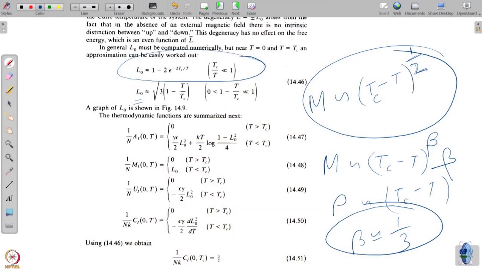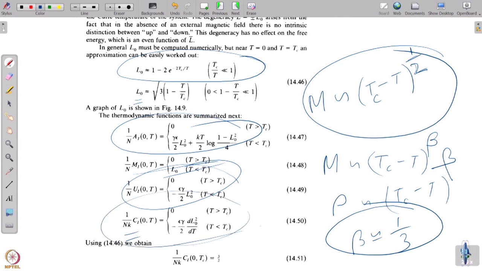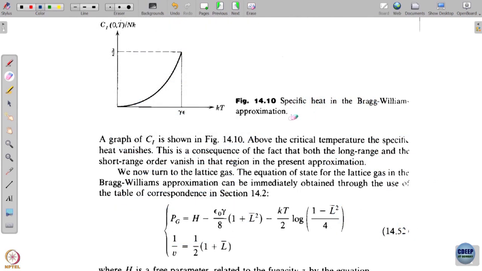Now here the thermodynamic functions are summarized. This is the magnetization, L naught, this is the free energy, this is the internal energy, and this is the specific heat, which behaves in the following fashion. In the Bragg-Williams approximation it does not diverge, but it increases like that. This is my gamma j; as I increase the temperature kBT, it goes and saturates to a value like that.